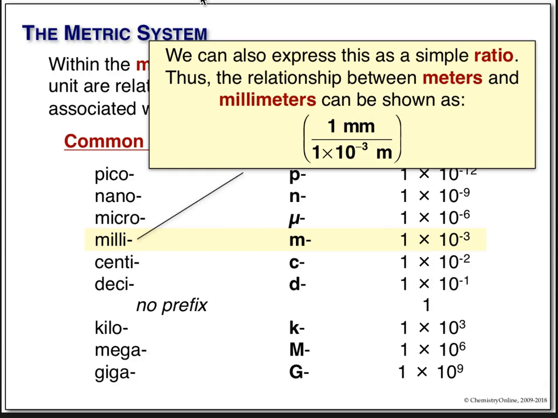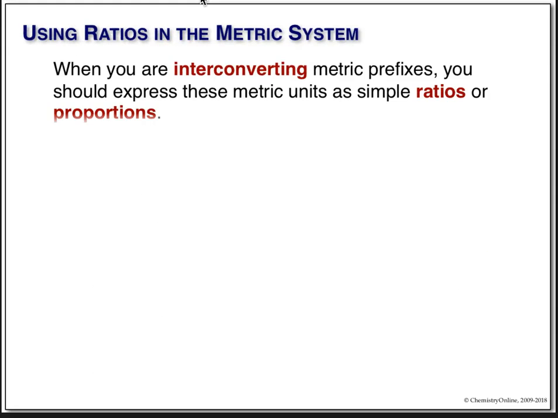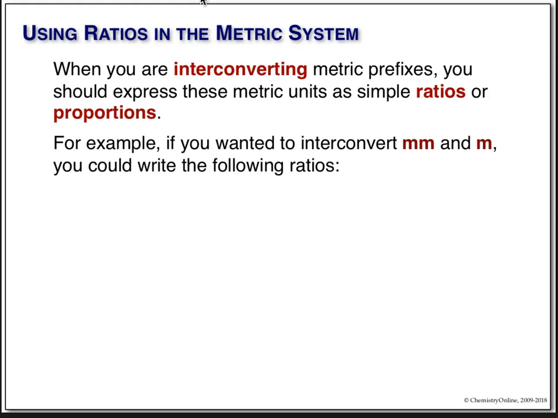We can also express this as a simple ratio. I'm doing this because we're going to use ratios in a minute. If I write 1 millimeter, that is the same thing as writing 1 times 10 to the minus 3 meter, isn't it? Exactly the same. I can just put them together in this ratio. This ratio has a value of 1, doesn't it? Because they're the same measurement, top and bottom. All right, ratios are going to be important.